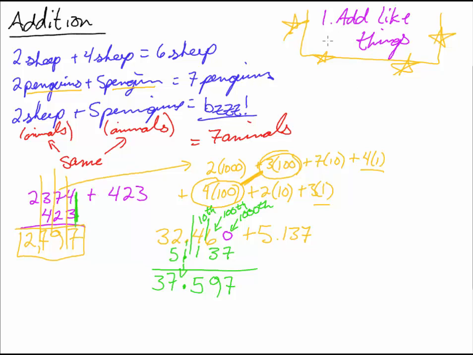37.597. So in decimals, this is your cardinal rule. This is what adding like things means. Line up the decimal. You must, in order to make sure that you add like things. Absolutely crucial there. Let's try a couple more examples.